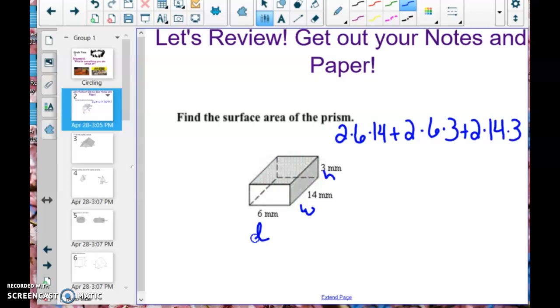So the surface area of that prism would be, let me calculate it, 2 times 6 times 14 gives me 168. 2 times 6 times 3 gives me 36. And 2 times 14 times 3 gives me 84. So when I add those three parts together, you should get 288 millimeters squared. Again, that is the type of shape that you're going to need to know how to find the surface area of on the test coming up on Friday.